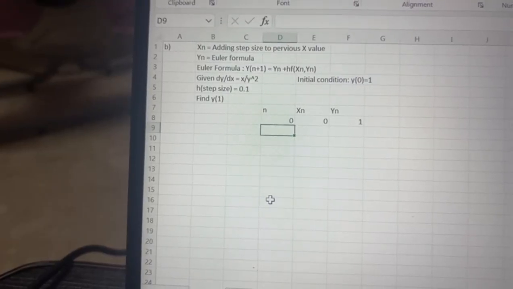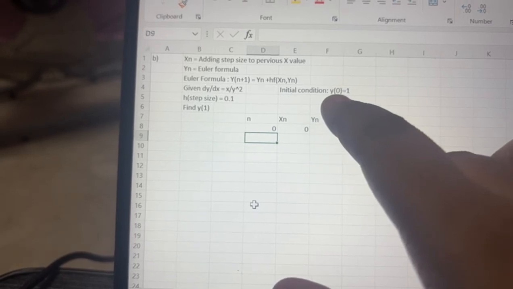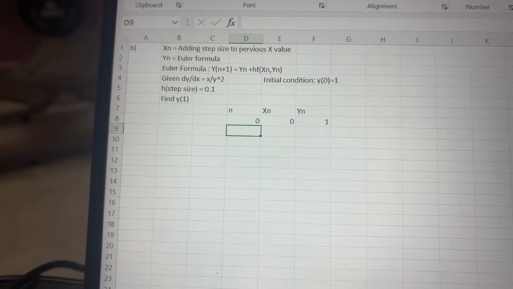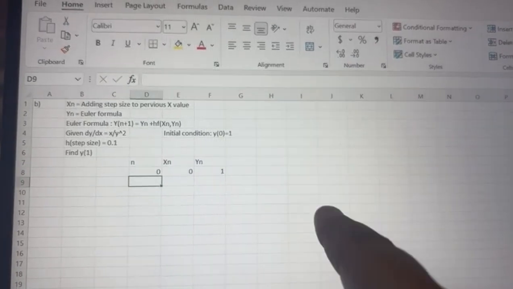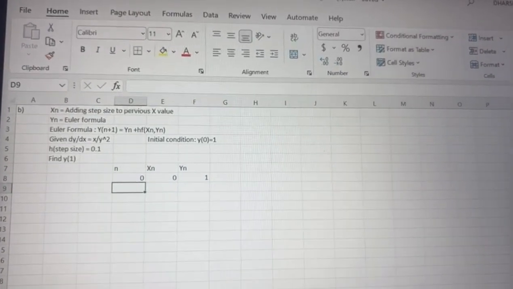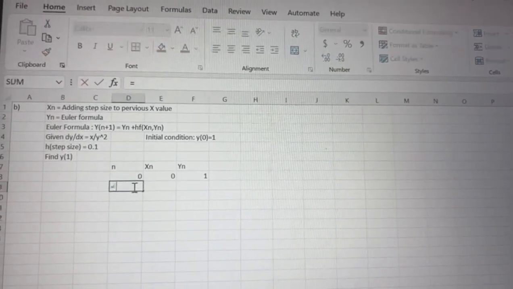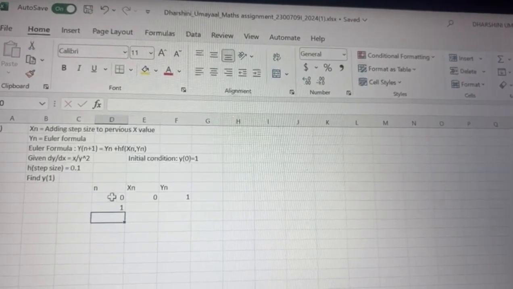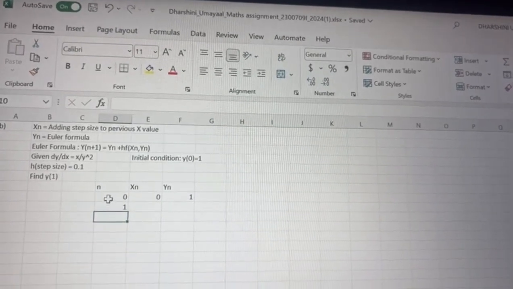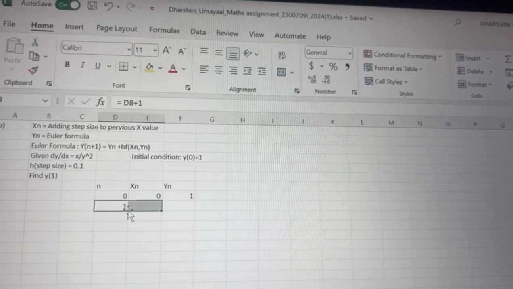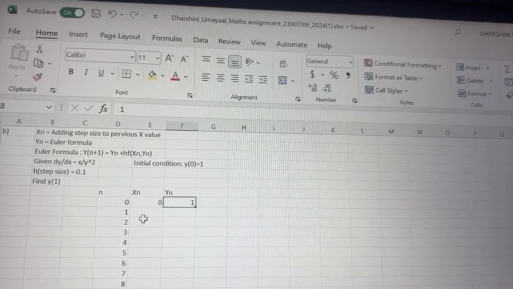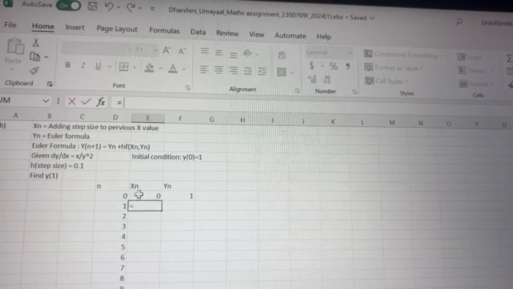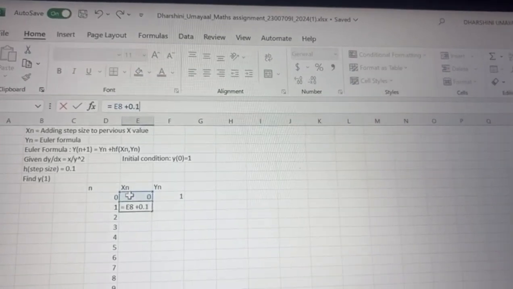In the table, x equals 0 and y equals 1, because I'm following the initial condition, y equals 1 at x equals 0. n is the number of steps needed to get to x equals 1, which is 10 times with this step size. For the xn column, we use the step size to get to 1, and yn is using Euler's formula. For n, we use the previous number plus 1. I'm using a step size of 0.1, so it needs 10 steps to get x equals 1. And for xn, we use the previous value plus 0.1.